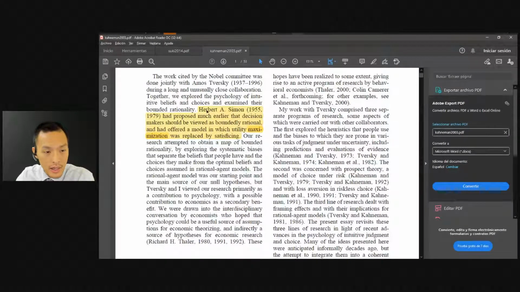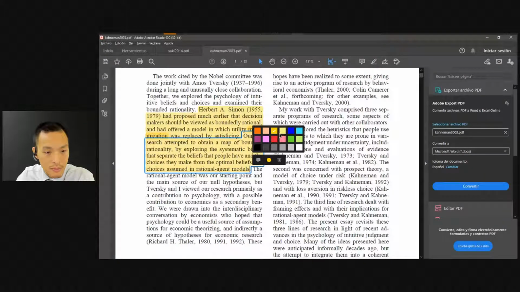And then he said, okay, so if you already know that from the past, what are they doing in their research? They said, our research attempted to obtain a map of bounded rationality by exploring the systematic biases that separate the beliefs that people have and the choices that they make from the optimal beliefs and choices assumed in rational agent models. Oh, big words.